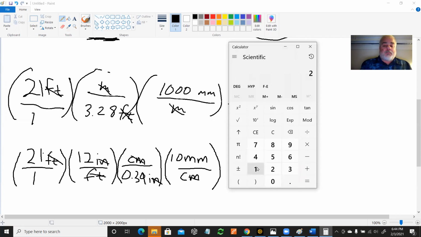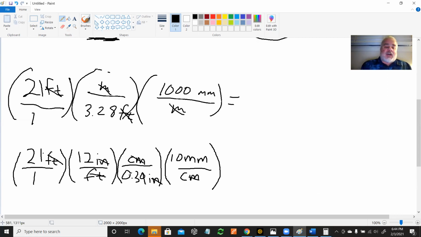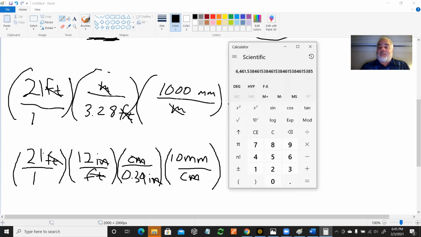What is 21 times 12 divided by 0.39 times 10? In this case, 6,461. This 0.39 is not only grossly rounded off, but it's only two significant figures. So there's going to be a little slop there. Is that still a similar number? Yeah, 6,400-ish millimeters. But if I round that off, it's going to be 65, isn't it?